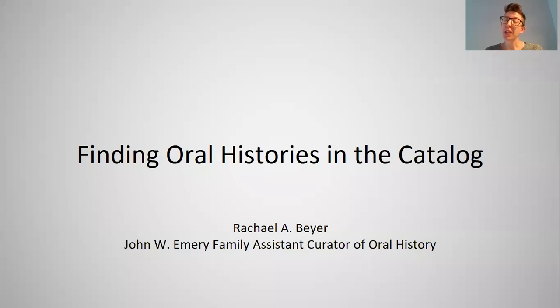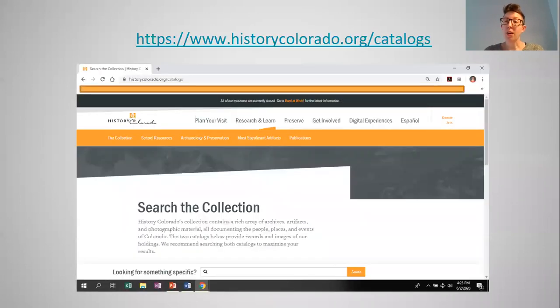Today we're going to talk about finding oral histories in the catalog, and I'm going to share some pro tips with you about how to do that. To get to the catalog, visit historycolorado.org/catalogs, which will take you to this page.